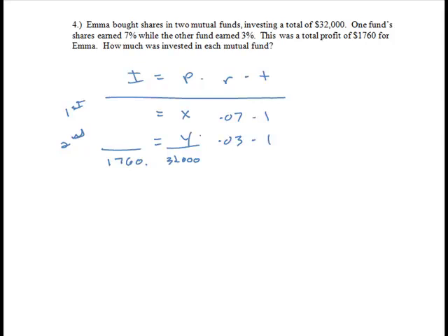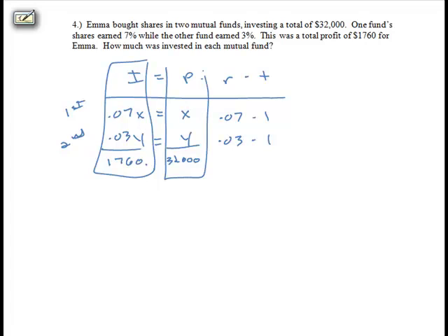Now substitute in values for the interest using the interest formula. First interest in the first account, its principal times its rate times time, X times 0.07 times 1, 0.07X. The second interest, its principal times its rate times its time, Y times 0.03 times 1, 0.03Y. So we have our two equations. One equation represents the interest, the other represents the principals.